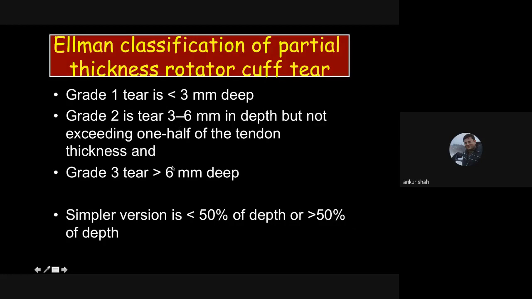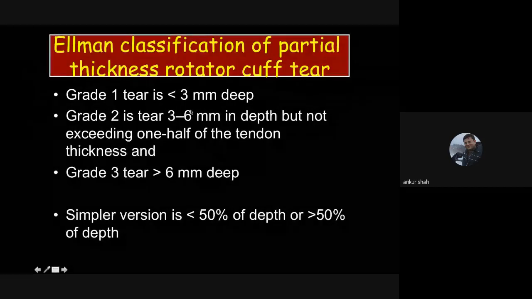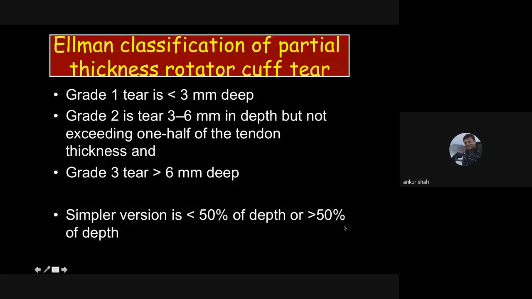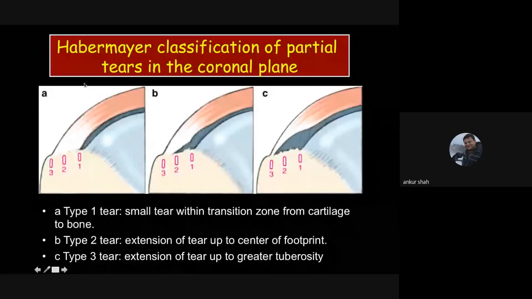or 3 to 6 or more than 6, because again the depth or the width of the tendon will vary depending on the bulk of the patient. If the patient is bulky with a large tendon, these dimensions might vary, but less than 50 or more than 50 remains the same for everyone. There is one more, which is the Habermeyer classification of again partial thickness tear in the coronal plane, which is up to what extent the tear is there.